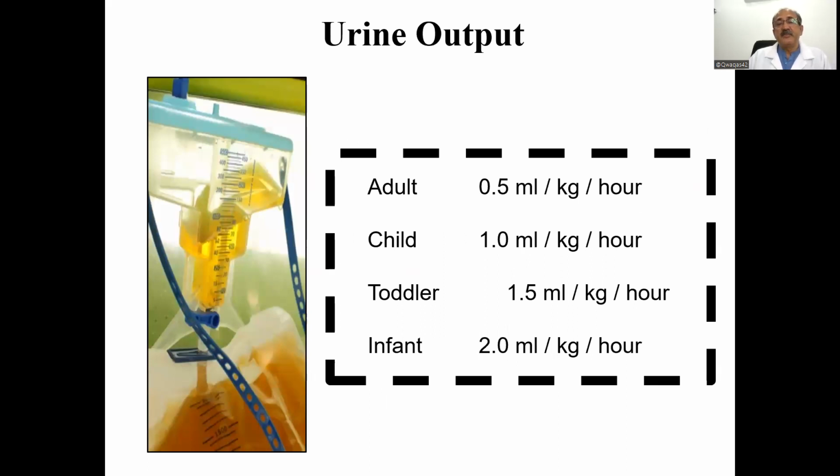Urine output, that is very important. In adults this should be 0.5 ml per kg per hour, child 1, toddlers 1.5, and infant 2 ml per kg per hour.